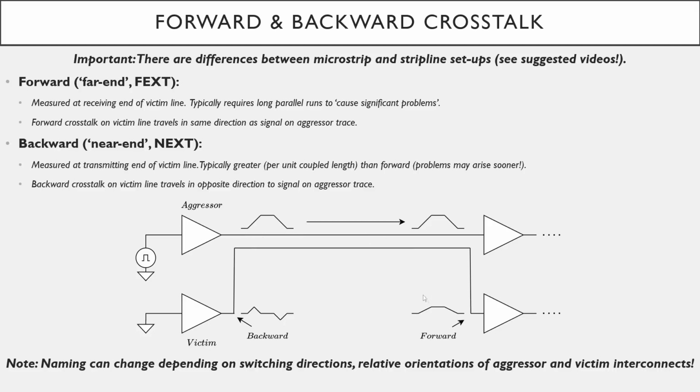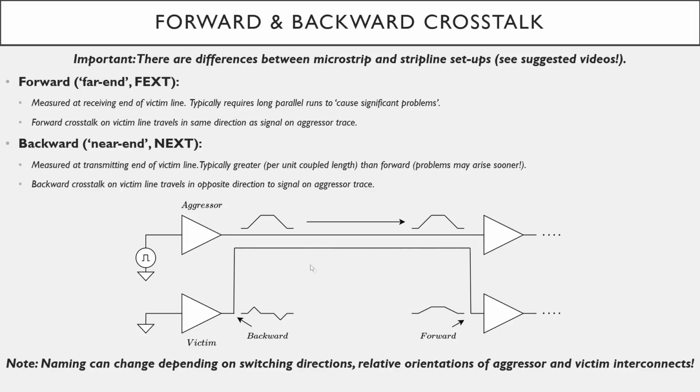When we then come to crosstalk, we have forward and backward crosstalk. Forward also being referred to as far end or FEXT, backward also being referred to as near end or NEXT. Forward crosstalk is measured at the receiving end of the victim line. So this would be at the receiving end, the receiving buffer of the victim line. That is forward or far end crosstalk typically. Very generally speaking, this typically requires fairly long parallel runs to cause significant problems. The forward crosstalk that appears on the victim line travels in the same direction as the signal on the aggressor trace. So in this particular image, this would go from left to right.